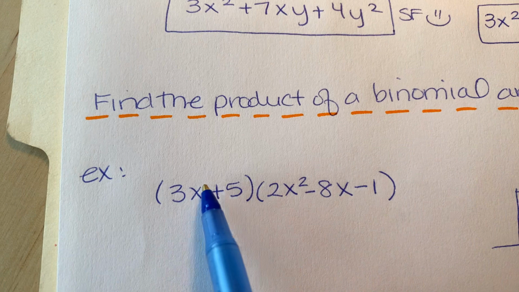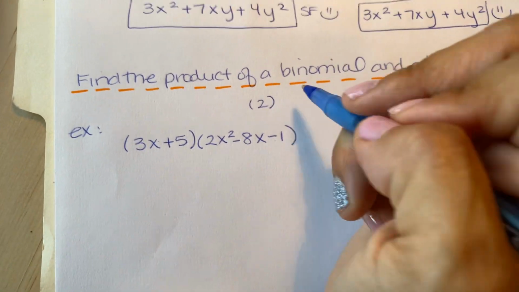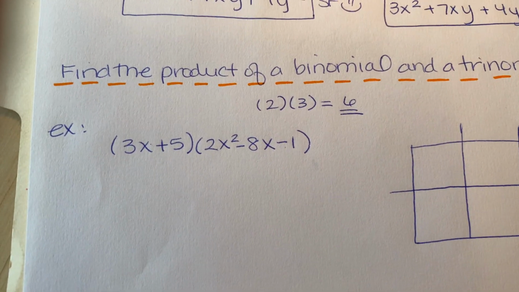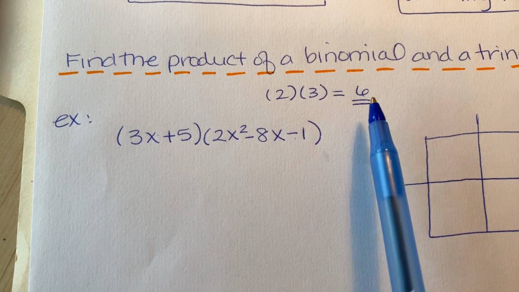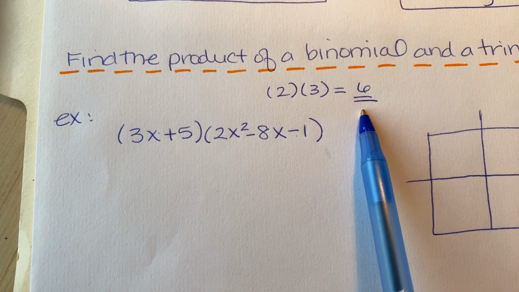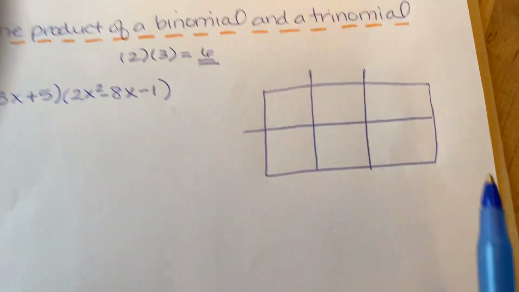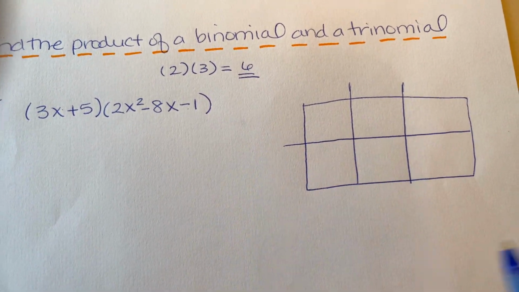So listen really quick, this is a binomial, a bi is 2. This is a trinomial, a tri is 3, 2 times 3 is 6. If you did this correctly, you should end up with 6 terms prior to you combining like terms, right? So that's why here on my box method, I'm gonna have 6 boxes. Okay, so let me just fill this out really quick.